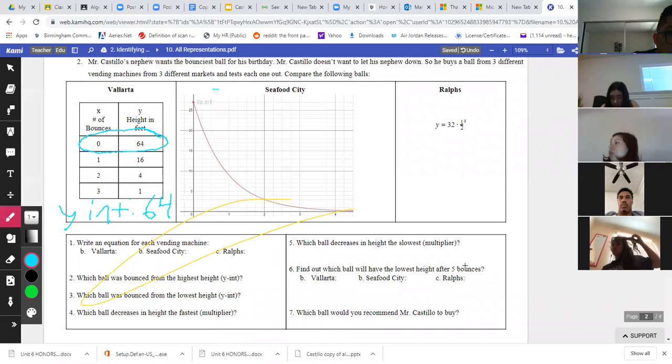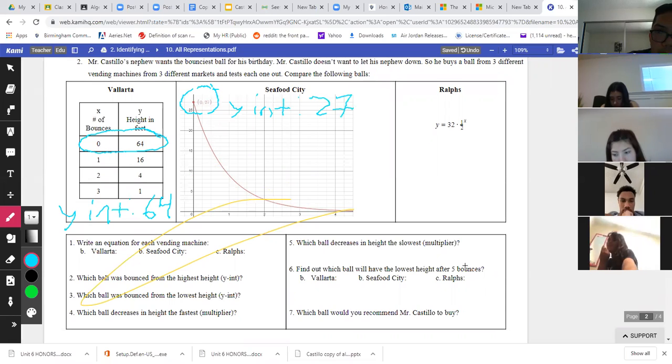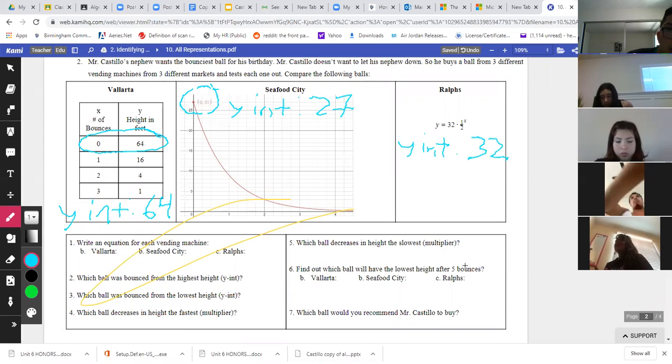Okay. For here, the y-intercept is 27. And then here, the y-intercept is 32. It's always that first number in the equation.